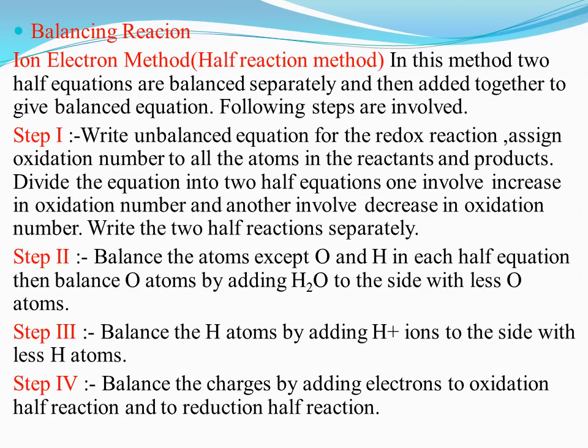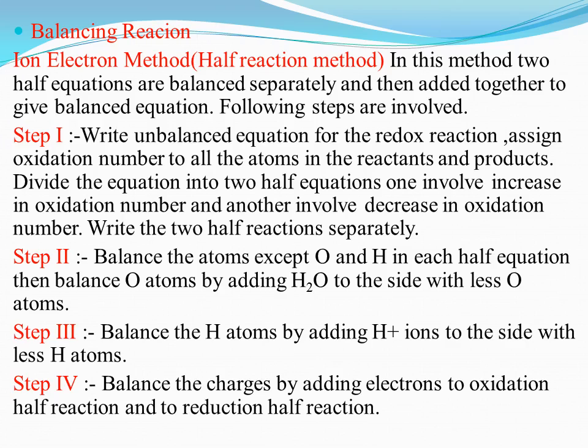There is one more method for balancing reaction. This method is called as ion electron method, which is also called as half reaction method. In this method, two half equations are balanced separately and then added together to give balanced equation. There are following steps involved in this method. Step first, write unbalanced equation for the redox reaction. Assign oxidation number to all the atoms in the reactant and products. Divide the equation in two half equations. One involves increase in oxidation number and another involves decrease in oxidation number. Write the two half reactions separately.